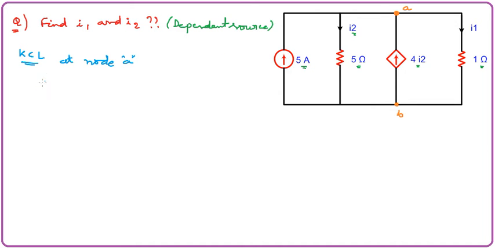So let me take this current as 5 ampere, positive 5 for example, and I2 is moving away from A, so I need to consider this as minus only. So it will be minus I2, and 4i2 is coming towards A, so it will be plus 4i2, and I1 is moving away from A, so it will be minus I1 is equal to 0. So this is the application of Kirchhoff's current law at node A.